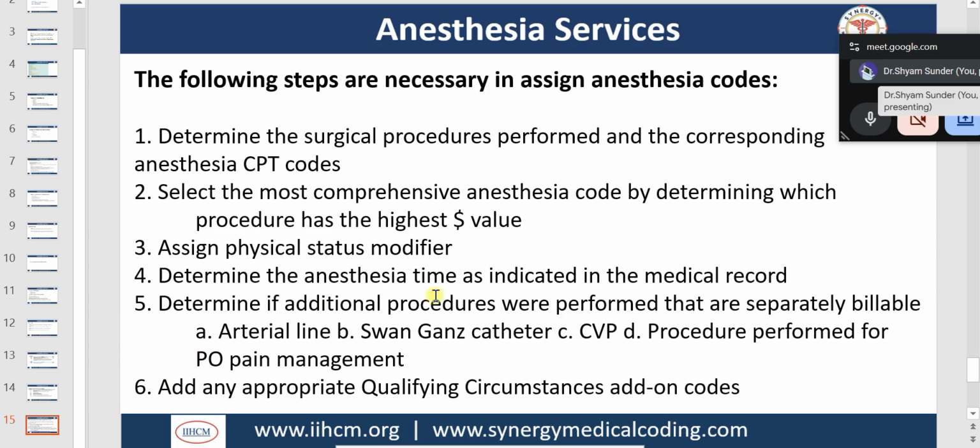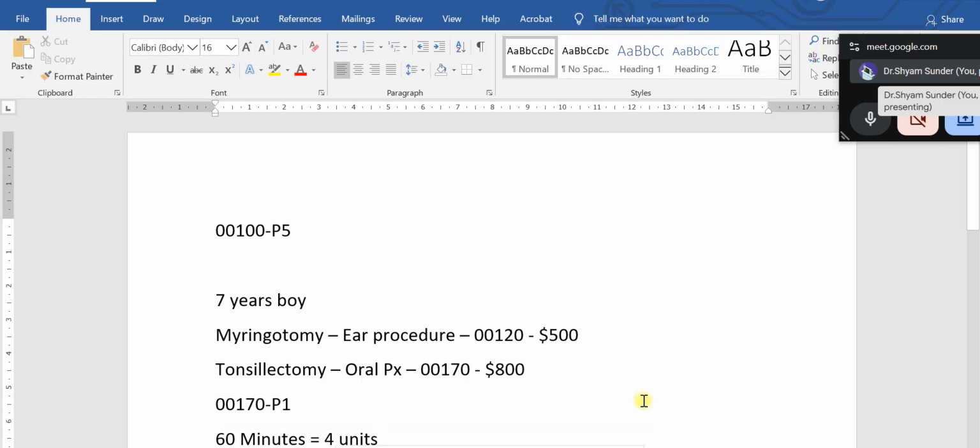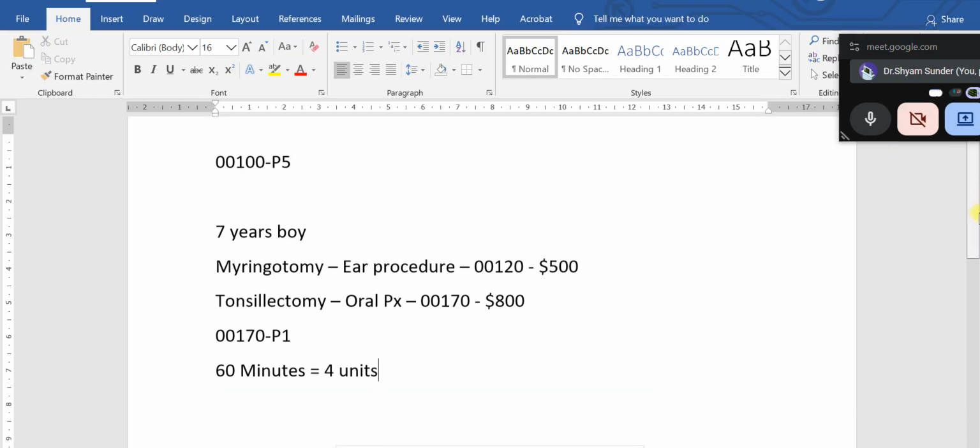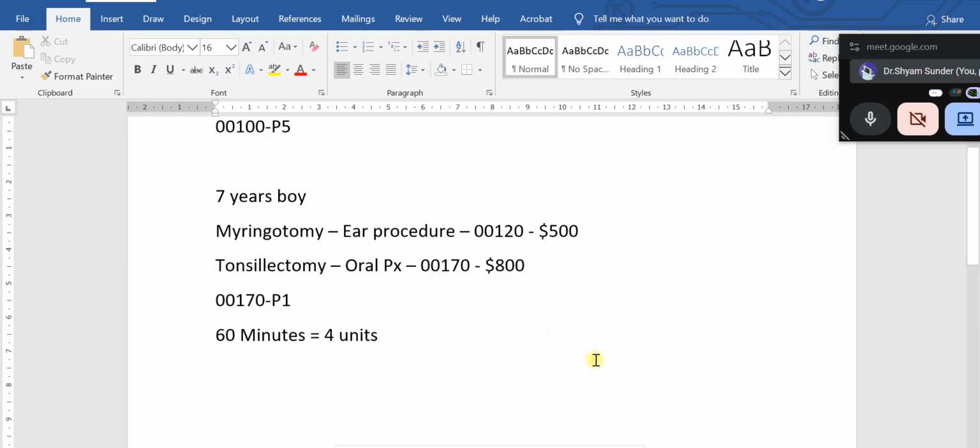Then determine if additional procedures are performed that are separately billable: arterial lines, Swan-Ganz, CVP, post-operative pain management. If it is done, you have to assign another code, otherwise leave it. Sixth, add any appropriate qualifying circumstances like extreme age or emergent surgery. You have add-on codes, right? So you should give them.